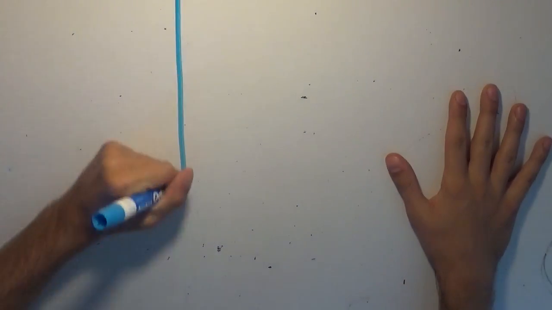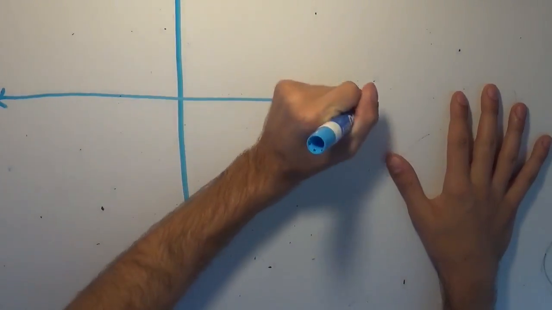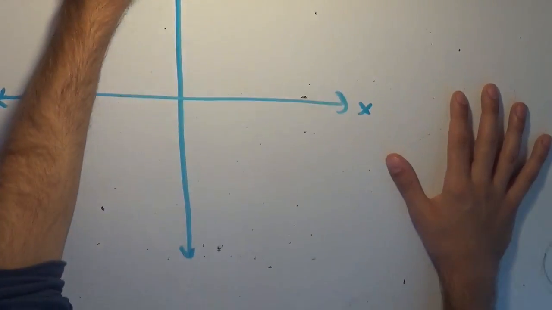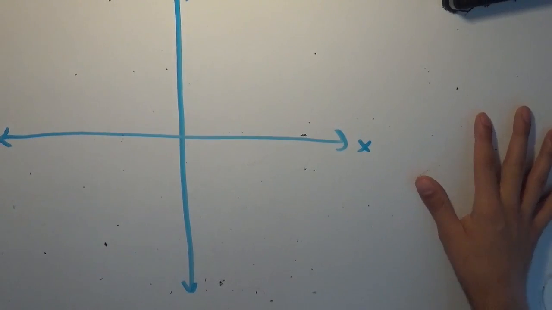So we've only got 2 more functions to graph, and that would be the hyperbolic tangent and the hyperbolic cotangent. So I will be drawing the axes first. So this is our x-axis, of course, and this is our y-axis. You can't see that because I'm an idiot.